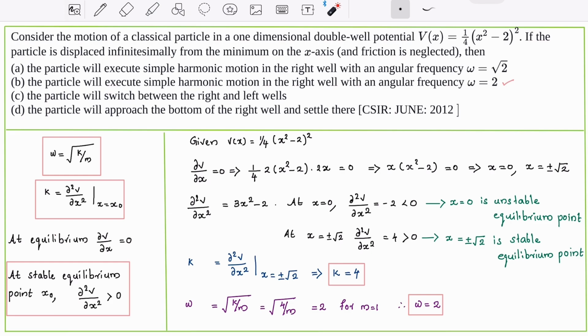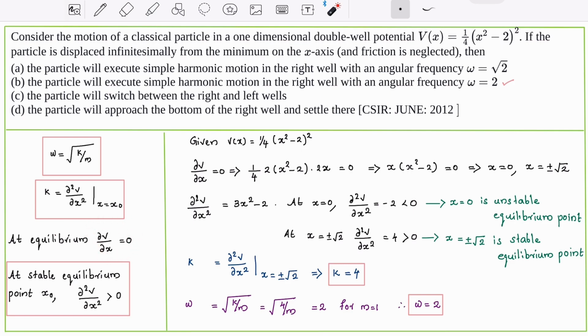First, let us check option A and option B. Here, it is given that the particle will execute simple harmonic motion. Let us find out the frequency. The expression for frequency is ω = √(k/m). Now, at a stable equilibrium point x = x₀, the force constant k is ∂²V/∂x². At equilibrium, the net force is 0, therefore ∂V/∂x is also equal to 0.